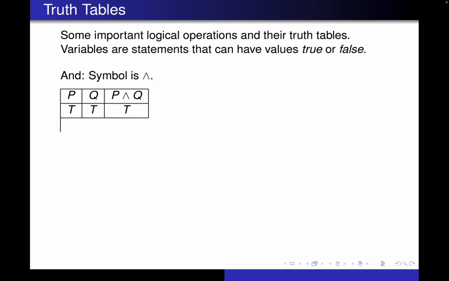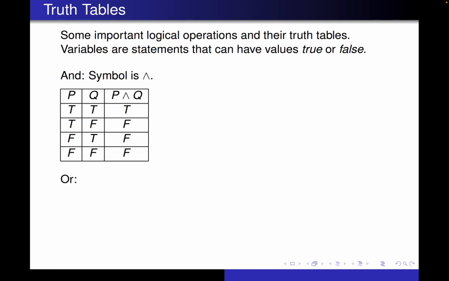Well, you can have them both be true. In that case, P and Q is true. You can have P true and Q false. That gives you false. You can have P false and Q true. That also gives you a result of false. And if they're both false, you also get false. So if you didn't know how exactly AND worked, you could look at this table and figure out whether P and Q is true or false from the values of P and Q.